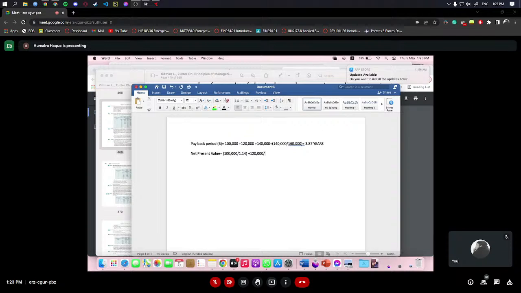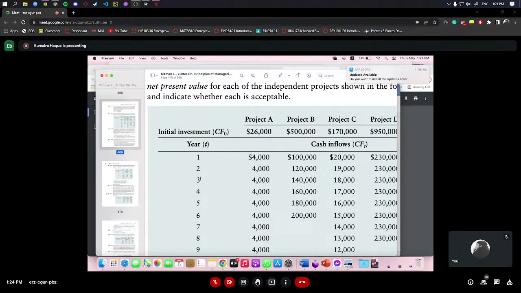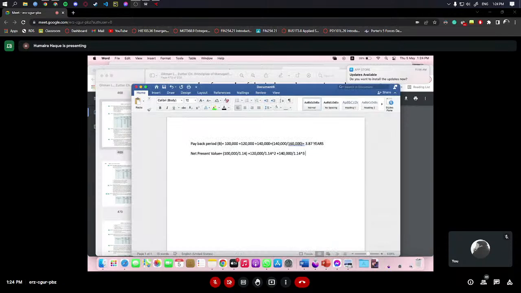$120,000 discounted for how many years? 2 years. Then we have $140,000 discounted for 3 years. How are we getting this? The 140 is in the third year, 3 to 0 is 3 years. After 140 comes 160, 180 and 200. Let's do each one. 160, and then you discount it for how many years? 4.